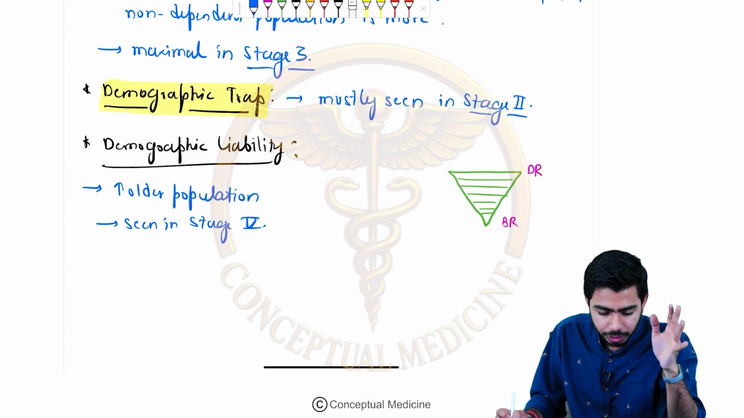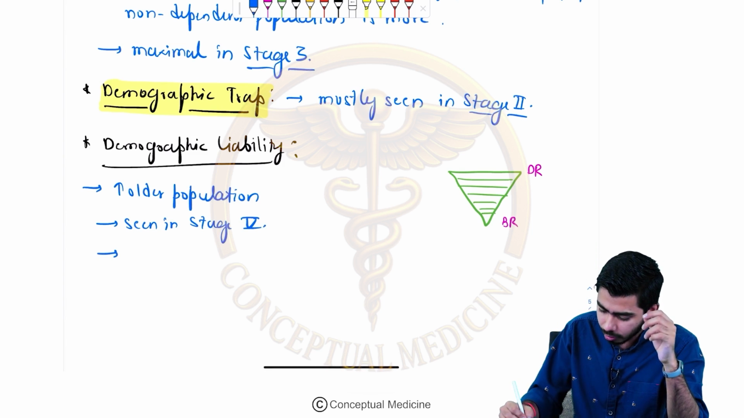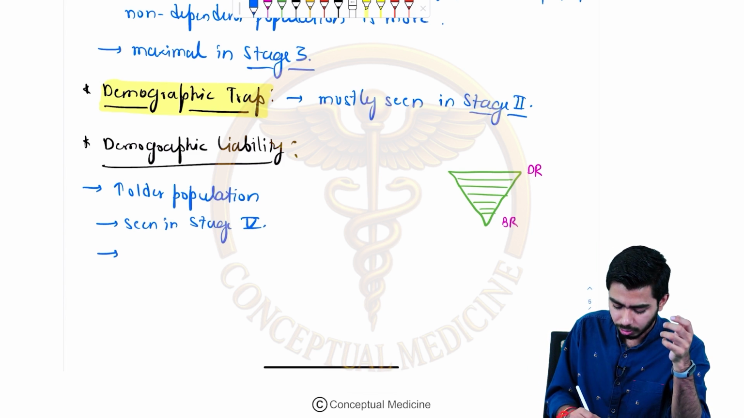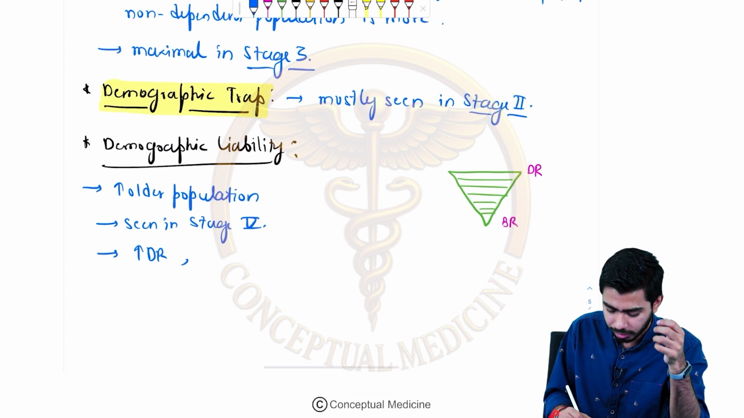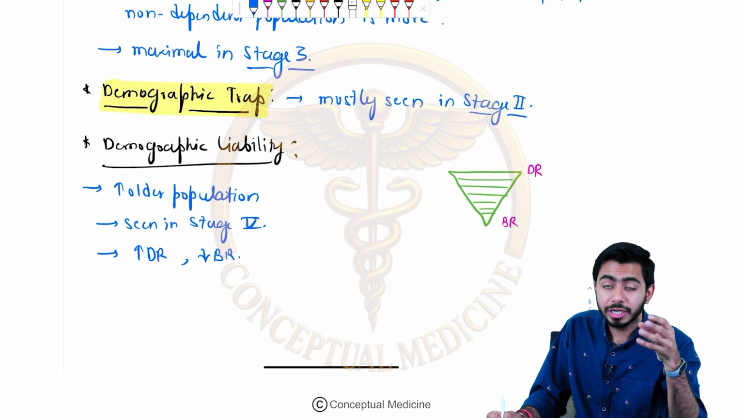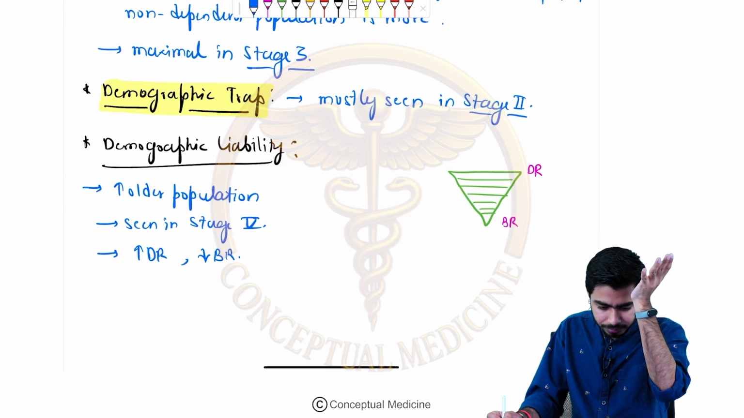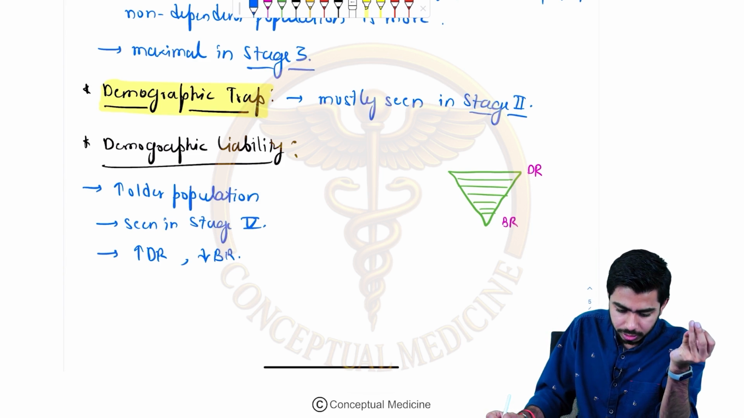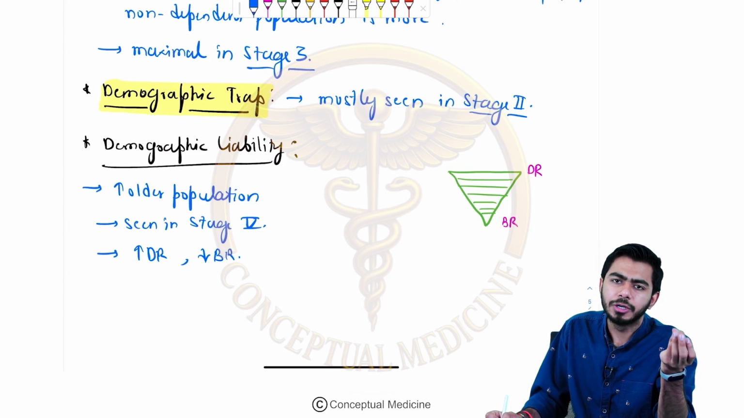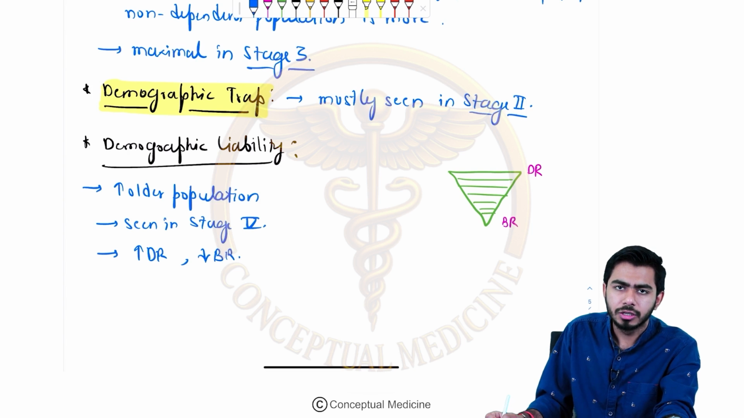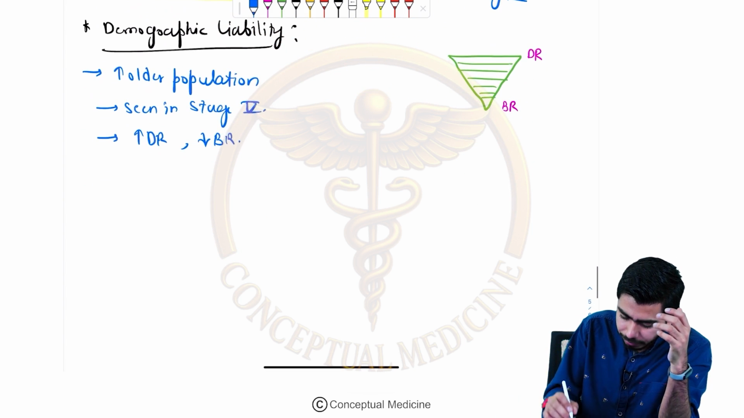Next point: look at the death rate and the birth rate, guys. Can you tell me what is happening to them? Obviously, the death rate will be more and the birth rate will be less. That is what is seen in this demographic liability. A larger number of older people are living in this particular country. Once you have talked about that, now I shall talk about the dependency ratio.